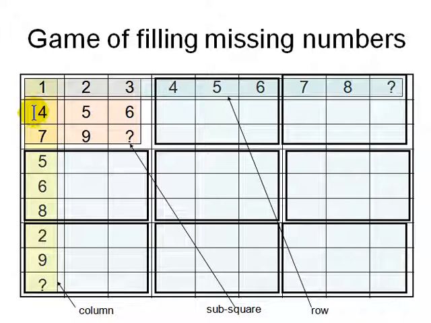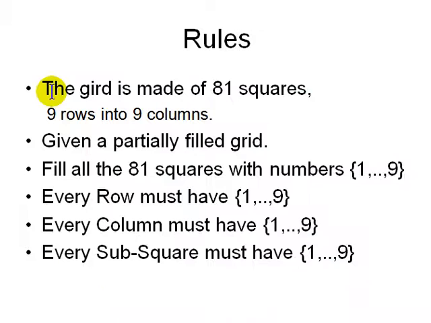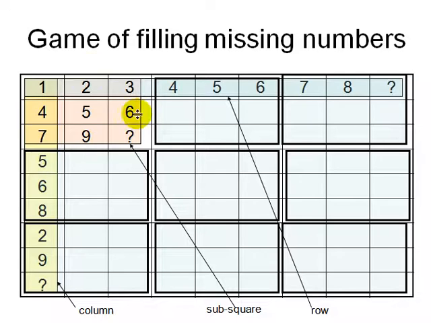So, what are the rules of the game? The grid is made of 81 squares, 9 by 9, and is partially filled. And all 81 squares have to be filled with 1 to 9, 9 times. The only requirements are that every row must contain some permutation of 1 to 9, every column must contain 1 to 9, and every subsquare must contain 1 to 9. So what's a subsquare? This is a subsquare. It must contain 1 to 9.